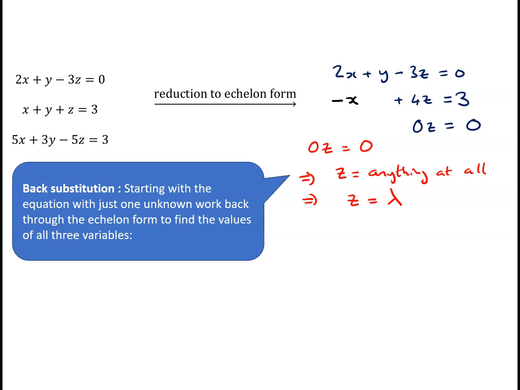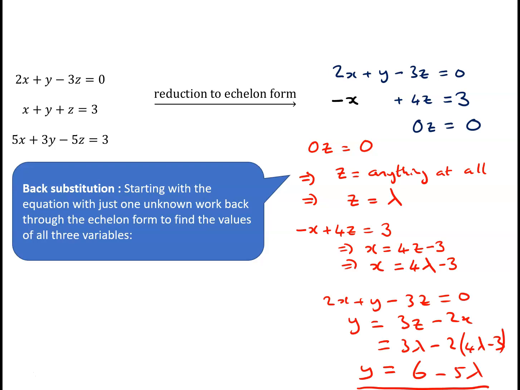If z is equal to lambda, then working up through the back substitution, I've got minus x plus 4z equals 3 tells me that x must equal 4z minus 3. In other words, x must equal 4 lambda minus 3. And working back to the top equation now, we've got 2x plus y minus 3z must equal 0. So y must be 3z minus 2x, which is 3 lambda, take away 2 lots of 4 lambda minus 3, which simplifies down to 6 minus 5 lambda.